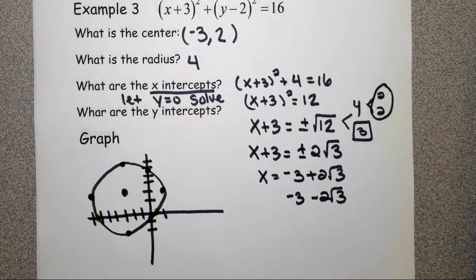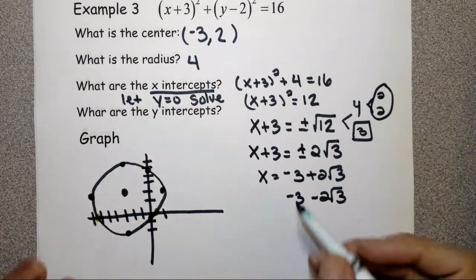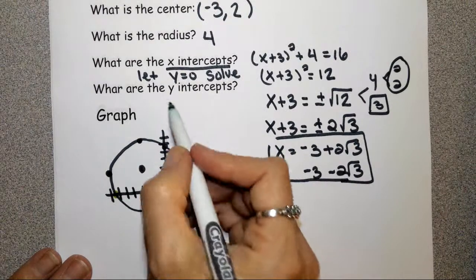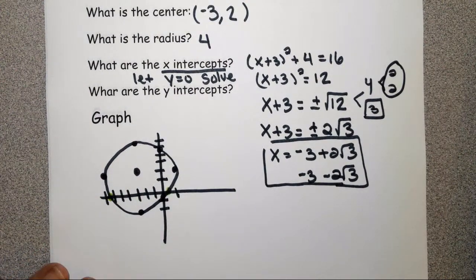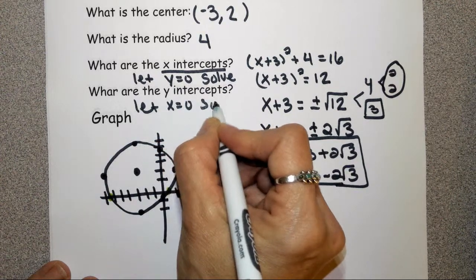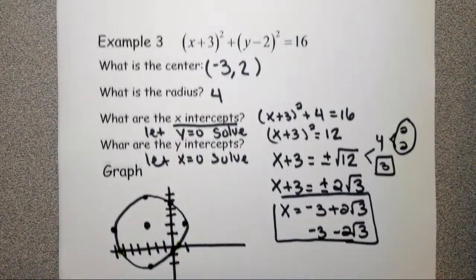Yes, sir. Is there any way if you graph that perfectly that you would just find it off there? No, because I can't graph 2 square roots of 3 perfectly. Now, if it was a pretty whole number, then it would have showed up. Okay, so I have 2 x-intercepts. What do I still have to go find? The y-intercepts. Guess what you do to find those? Yep. So you're going to have the same thing, except now we're going to let the x equal 0.